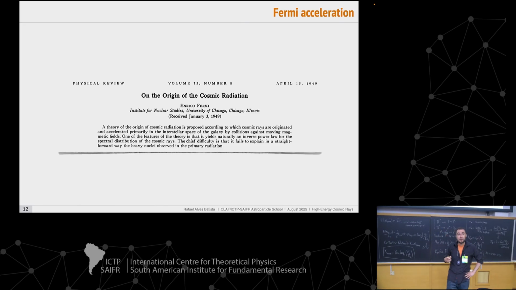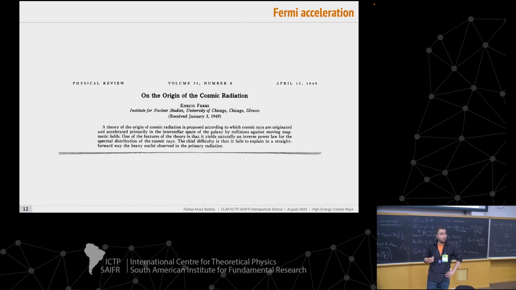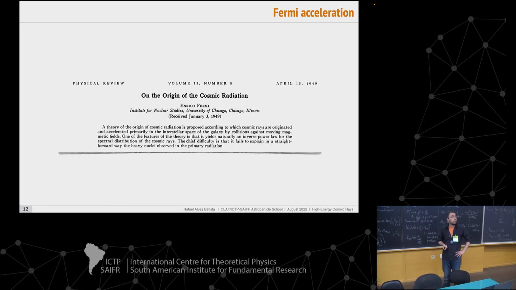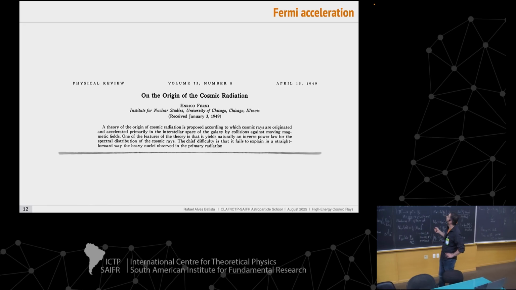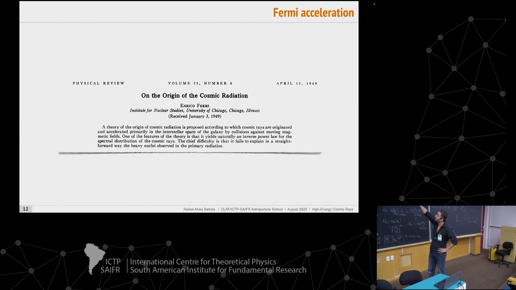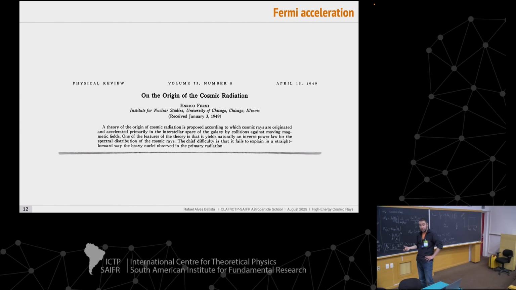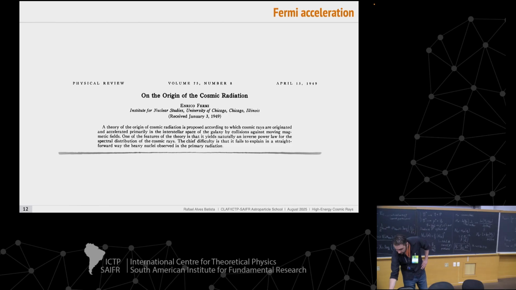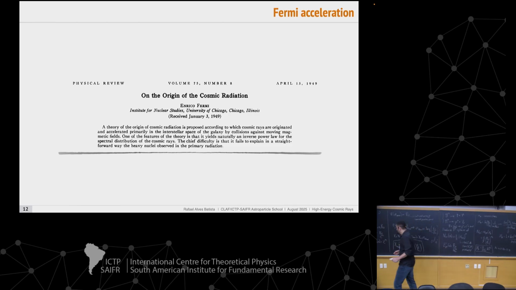This is what the Fermi mechanism is. I'm sure that many of you have heard about it before, and some of you might even have done this derivation at some point, but I think it's instructive for those of you who haven't to do it quickly. The Fermi acceleration mechanism dates back to 1949. Enrico Fermi was the first one to propose a mechanism for the electromagnetic acceleration of particles to high energies. And I'll do it here.